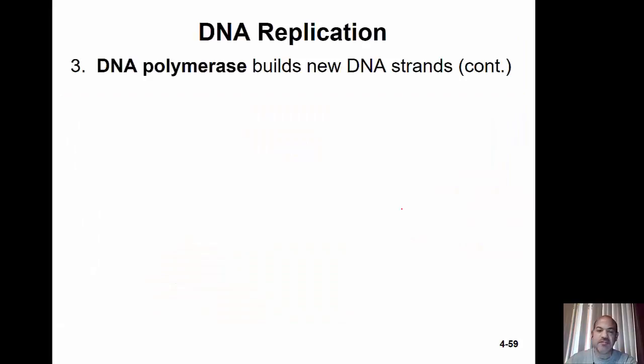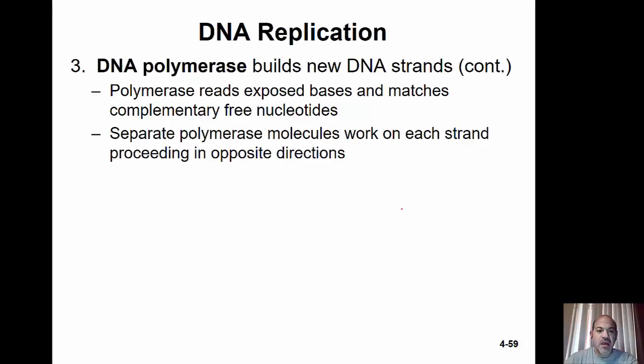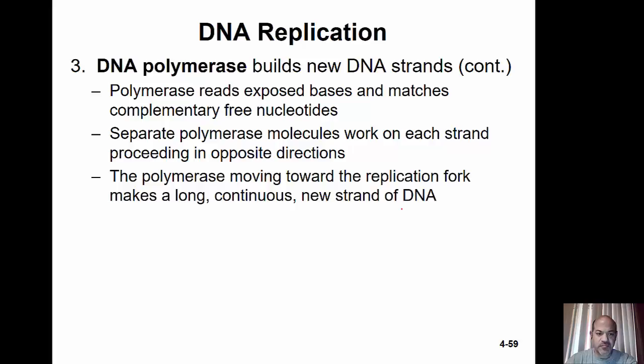So let's look at this from that previous diagram. What are some of the details you need to know regarding the adding or building of the new DNA strands? First of all, polymerase is going to read exposed bases and match complementary free nucleotides using that law of complementary base pairing. Separate polymerase molecules are going to work on each strand, proceeding in opposite directions. Remember, one is going to be the lagging strand, the other one's going to be the leading strand.